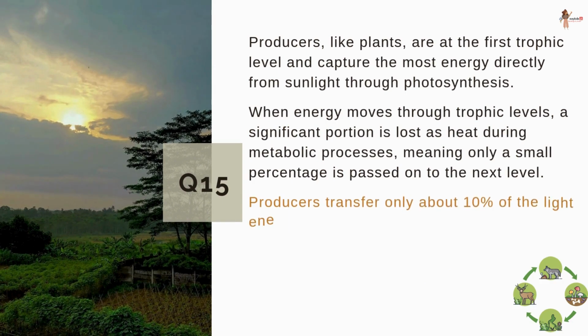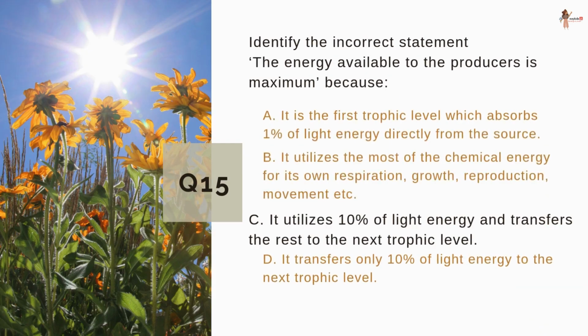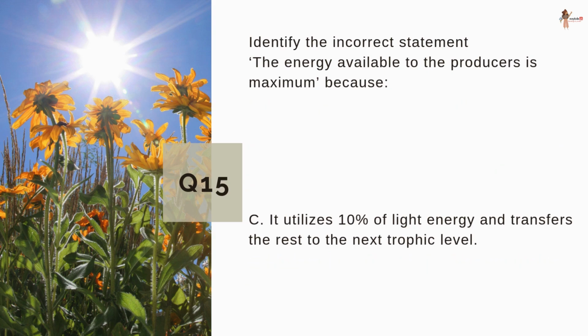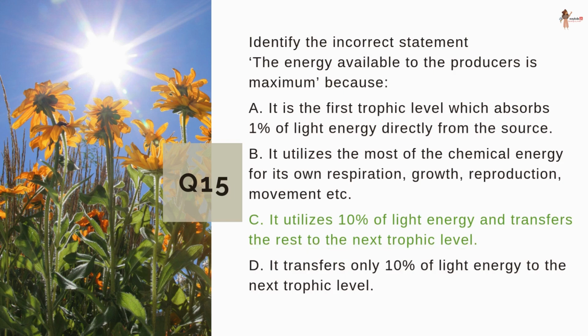Producers transfer only about 10% of the light energy they capture to the next trophic level, which means that options A, B and D are correct, whereas option C is incorrect.